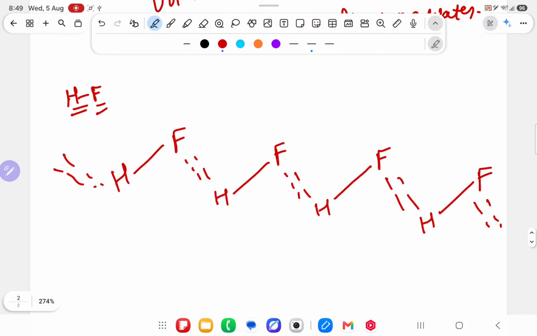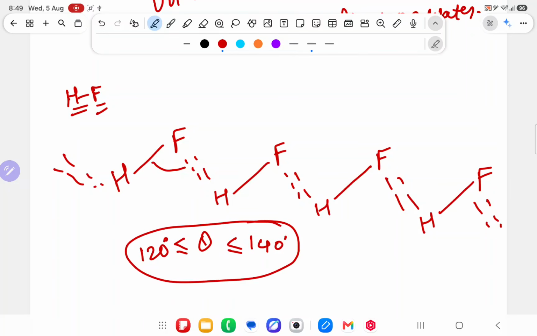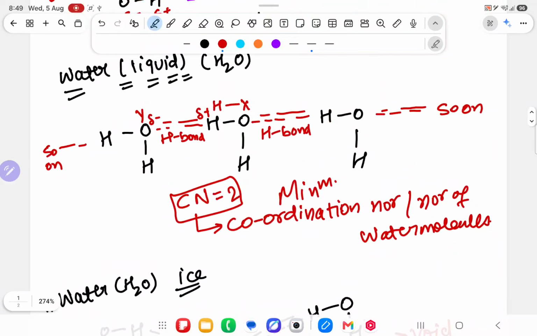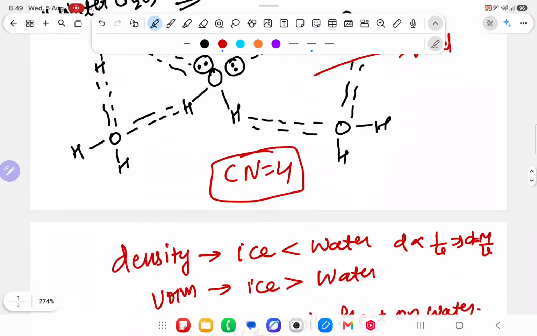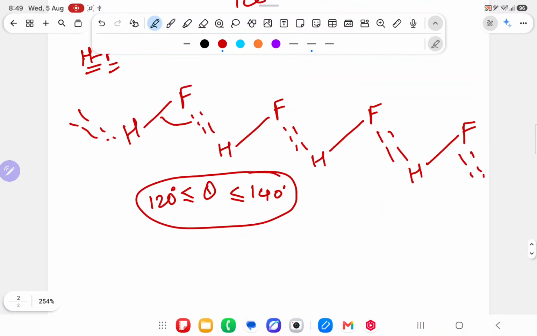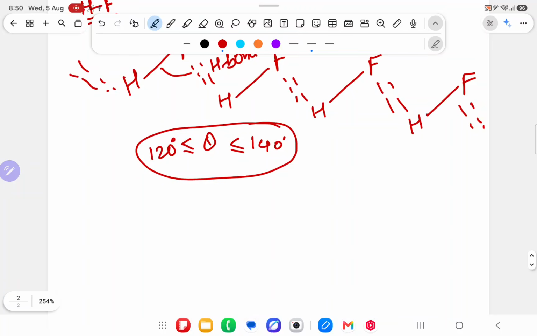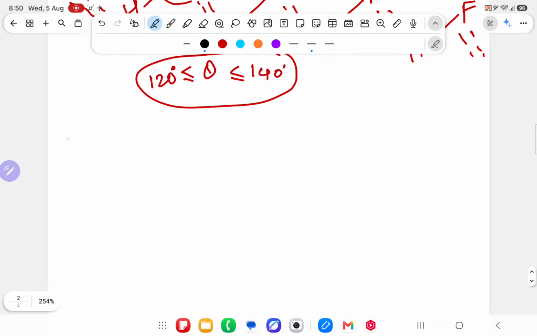If anybody is asking what is the angle here, this angle is greater than or equal to 120 degrees and less than or equal to 140 degrees. Sometimes they ask the angle also. This is the hydrogen bond in HF. Only in ice and water they will ask coordination number, meaning how many water molecules are required. In other places they will not ask how many HF are required to form a hydrogen bond. The dot here is the hydrogen bond. So I hope you understood the hydrogen bond in ice, liquid water and HF. Similarly, the fixed examples I am dictating are fixed. More than that, the question will never come.